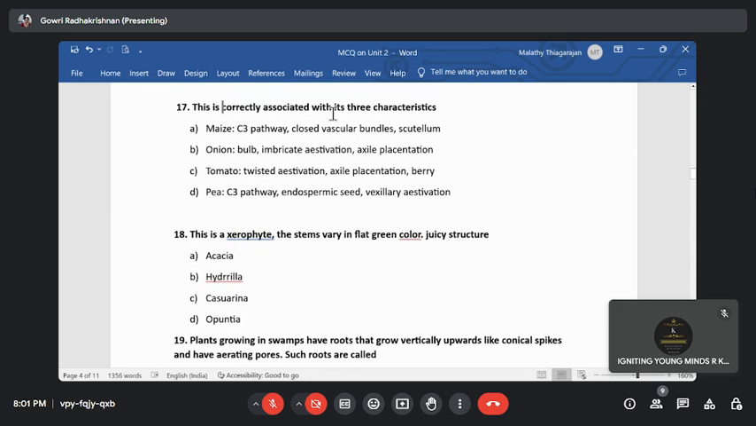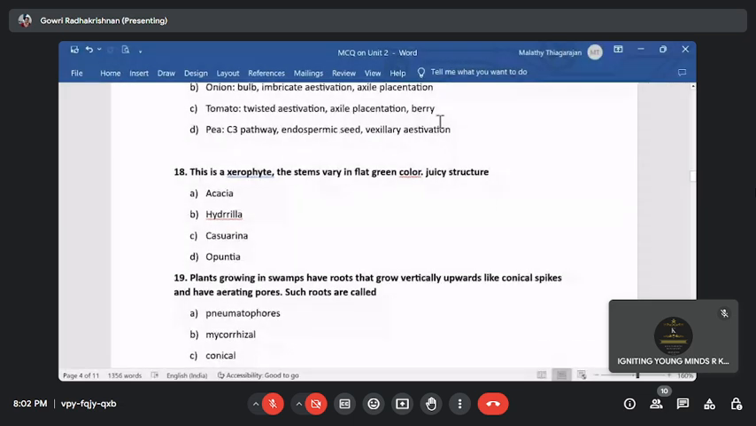All right, so make the correction. This is incorrectly associated with these three characteristics. That is the answer A. Maize C3 is wrong; it is actually a C4 pathway, and it has open vascular bundles, not closed. I am really sorry when I type, such mistakes come in. And then next one, 18.